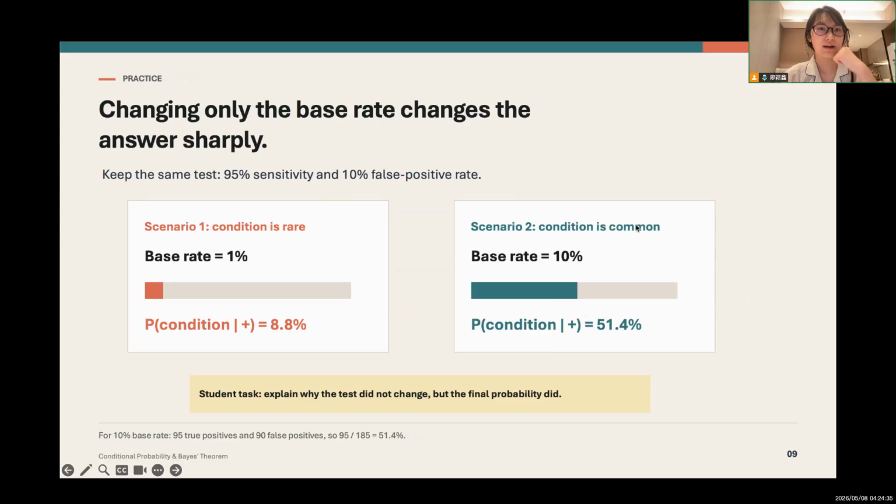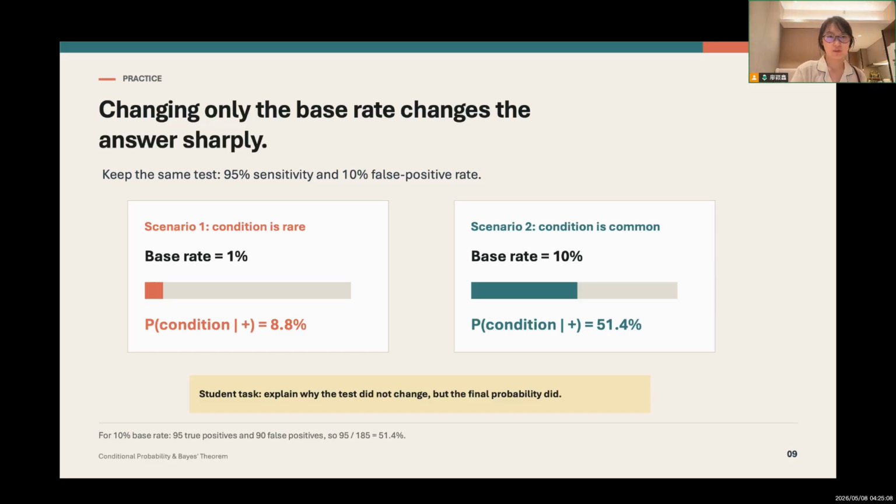So let us change only one thing: the base rate. The test is still the same. If someone has the condition, 95% test positive. If someone does not have the condition, 10% still test positive. In scenario 1, the condition is rare, 1%. We already found that the probability of having the condition given a positive result is about 8.8%.